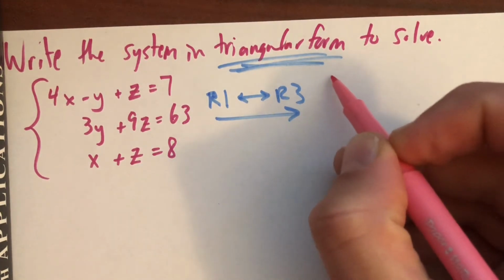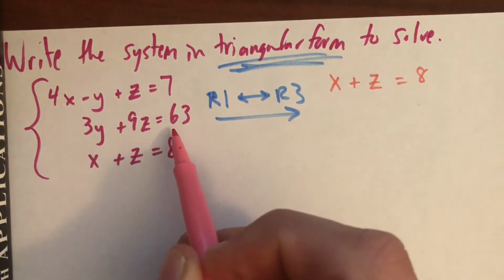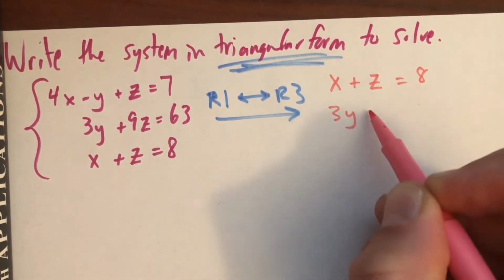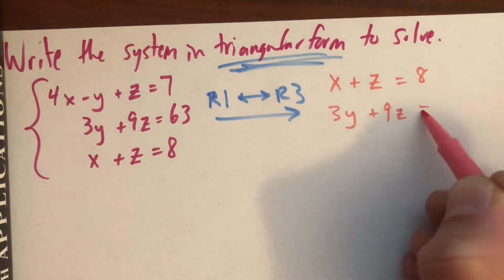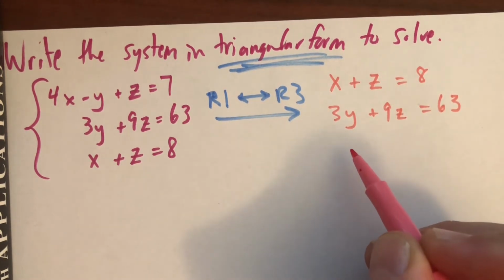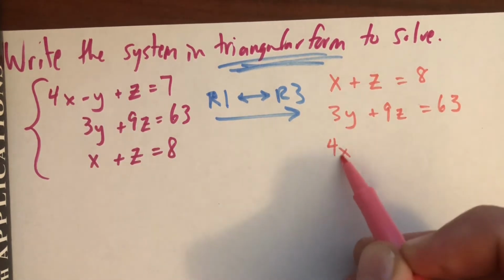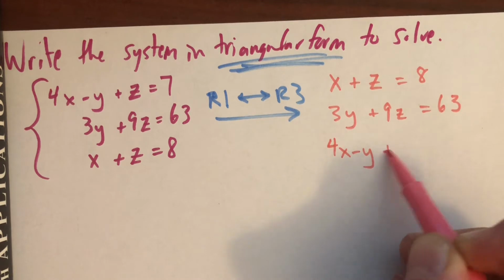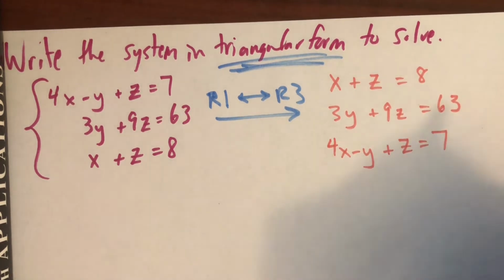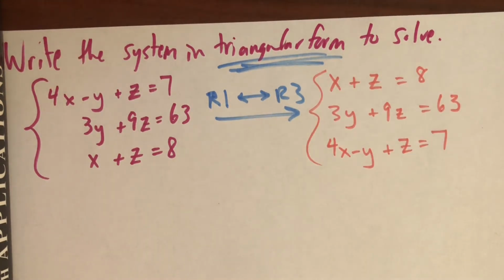We've got on the top now x plus z equals 8. The second row did not change. We've got 3y plus 9z equals 63. And then the bottom, these are what we're flipping around. So this one's going to get switched with this one. So I got 4x minus y plus z equals 7. All right, so there's our new system. Great, so now I've got a 1 there, and we're on our way to getting it done.